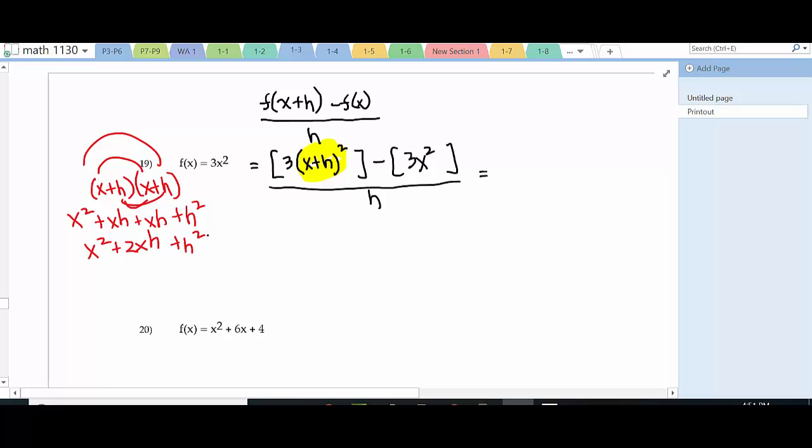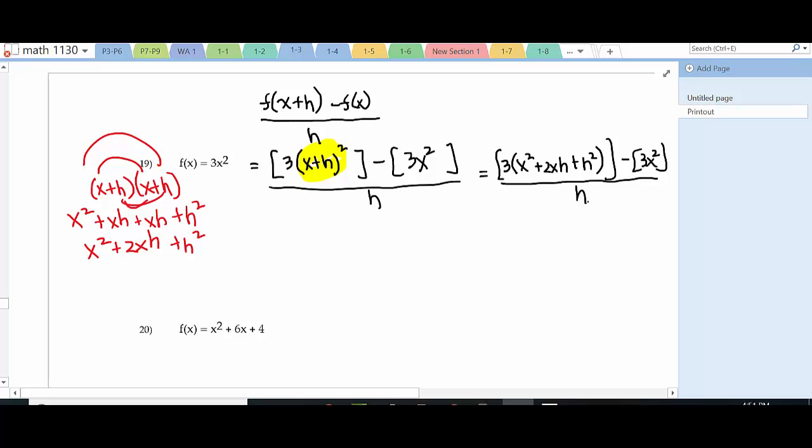So just kind of get that out of the way to start with. All right, now what I'm going to have from here then is, the numerator is going to be 3 times x squared plus 2xh plus h squared, like that. So we've done that in FOIL. And then we're going to have minus 3x squared like that. Okay, now we're going to go ahead and crunch out the algebra on this one and see what we get.